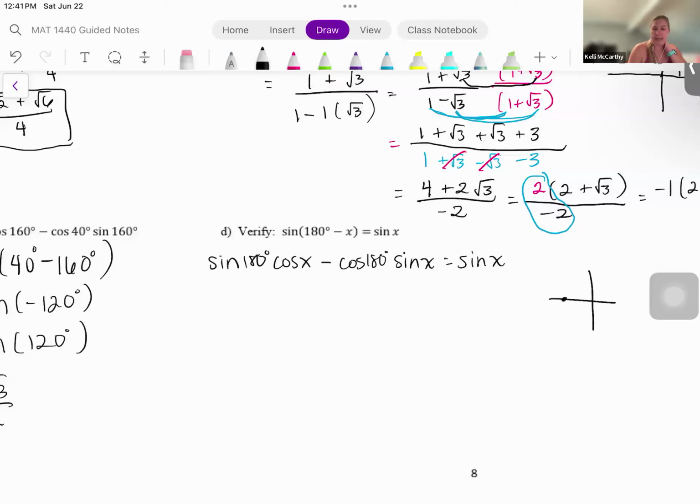180 degrees, that's that negative x-axis. That ordered pair is -1, 0. Sine of 180 degrees is 0 times cosine of x minus cosine of 180 is -1 times sine of x. 0 times cosine of x is 0. And then when we subtract a negative, that's the same as addition. So this becomes positive sine x equals sine of x.